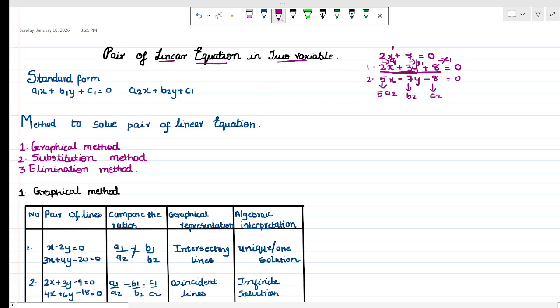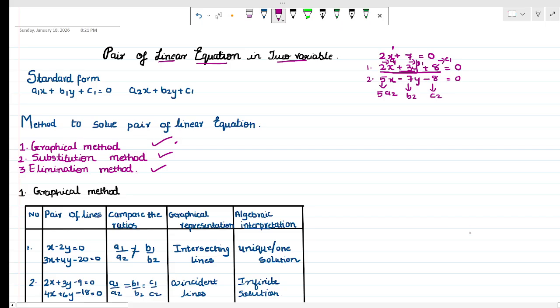Now for solving this type of equation, we are given three methods. First is the graphical method, second is the substitution method, and third is the elimination method. In this video, we are only going to learn about the graphical method. In the next video, we will learn about the substitution method and elimination method.